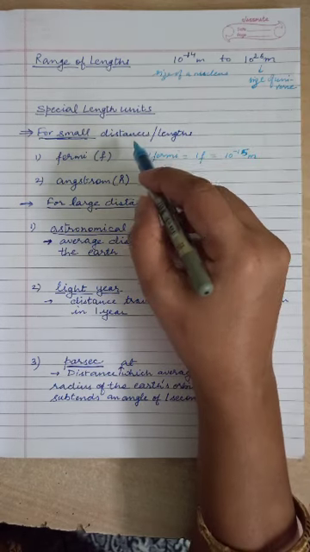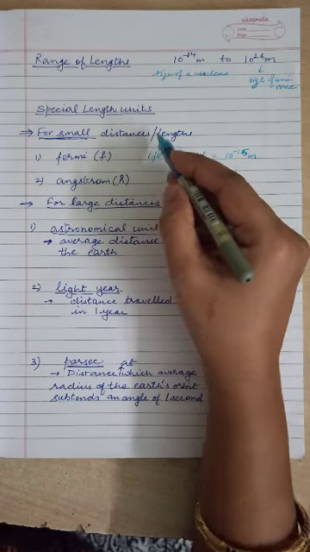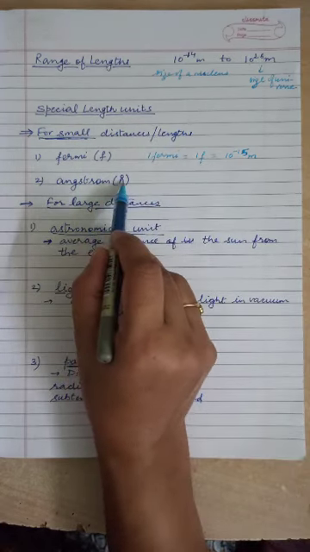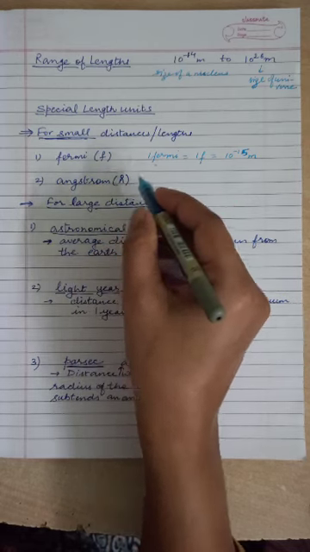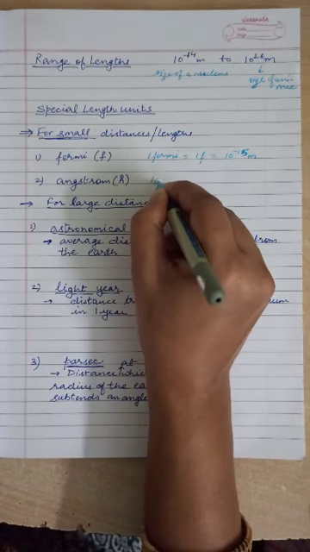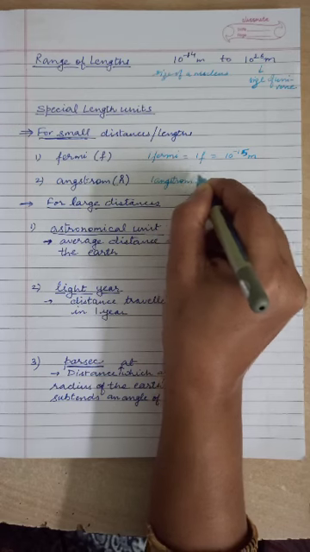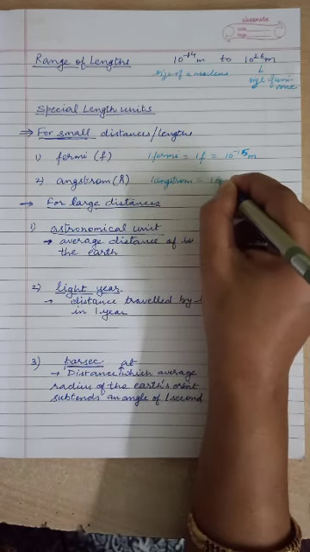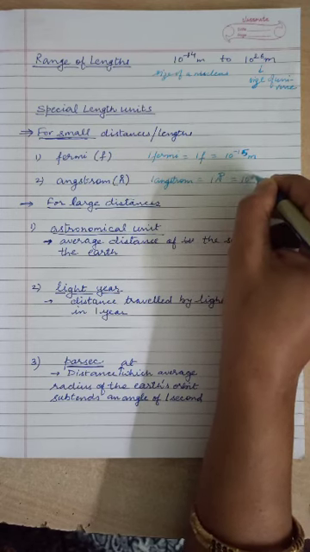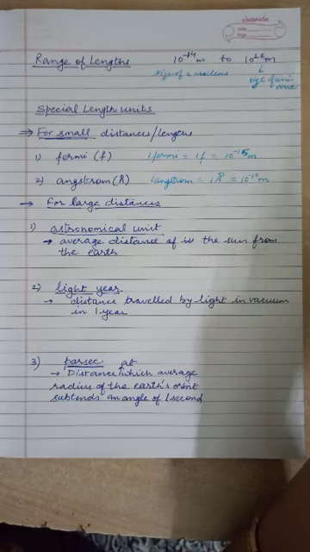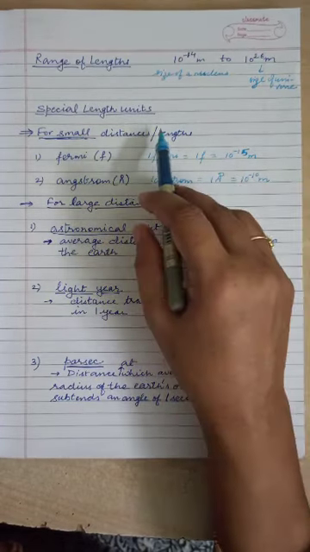Then another unit that is used for measuring and expressing very small distances is the angstrom, whose symbol is a capital A with a circle put over it. This is the symbol or abbreviation used for it. 1 angstrom is equal to 10 raised to the power minus 10 meter. So these are some of the units that are used for small distances.